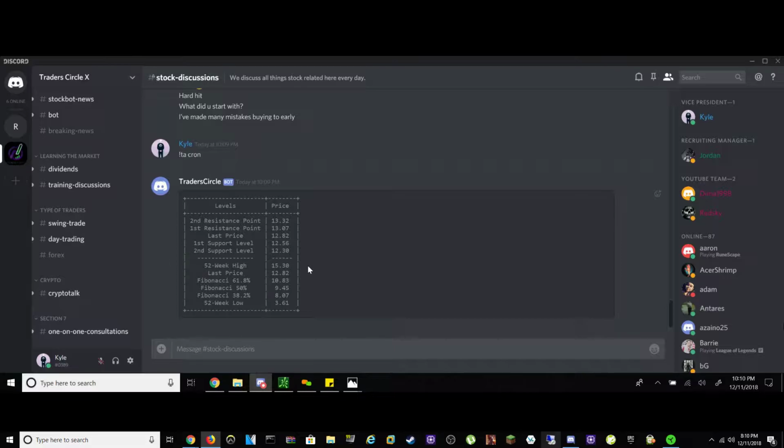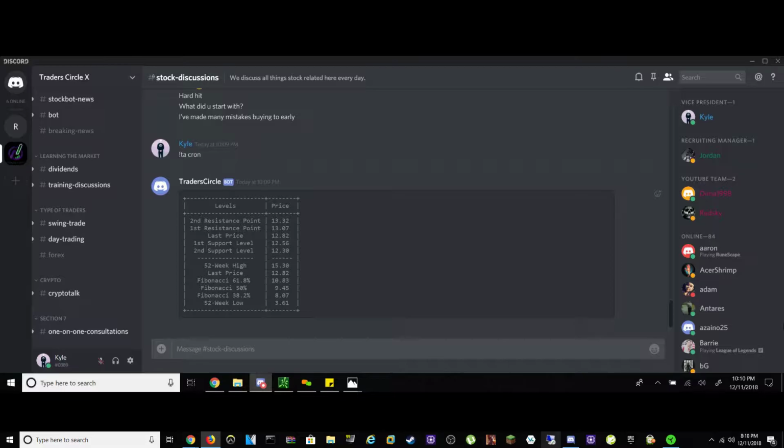Now, what it means by a second support level is basically if it surpasses this first support level, this is going to be your second line of support. I don't know another word for that. And same thing goes for this. So this is a line of resistance. It shot up to like 13.07, and it's going to resist at this point. It's going to come back down to an average of 12.82. At least that's what I take from it. I'm trying to keep it as simple as possible.